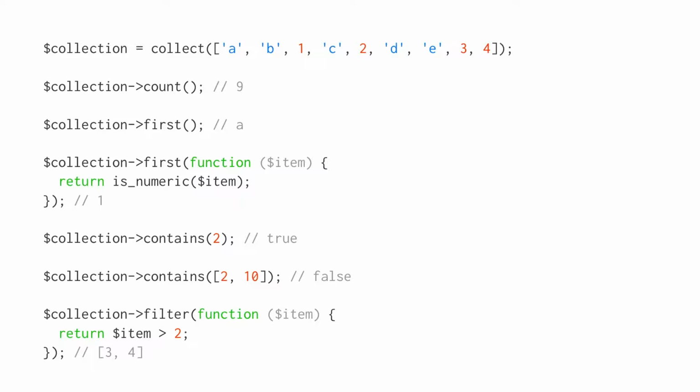We can pass in multiple values to contains. Also, we can run filter to remove any null or false values. Or again, we can pass a callback into that to, in this case, only return items greater than two, in which case we just get three and four.